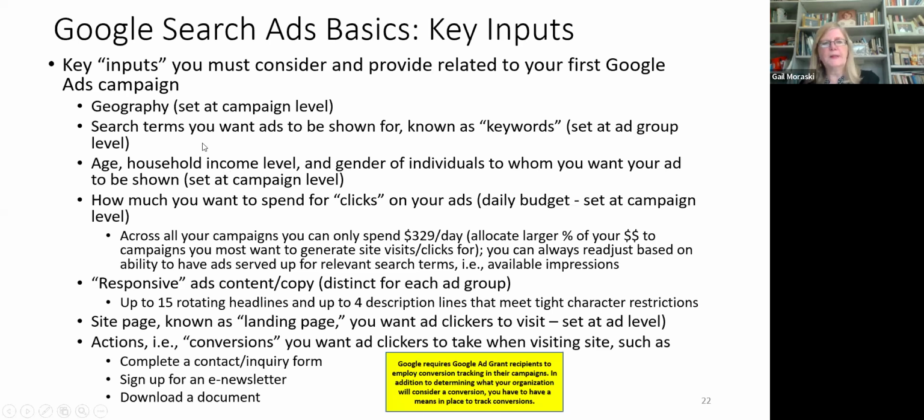You're going to have to tell Google what the geography is, and that's something that's set at the campaign level, where you're going to have to say, I want my ads served up in a specific state or several states, or certain cities, or the whole U.S. You can also set up your geography as a radius. So let's say you serve people that live within a 50-mile radius of your physical location. You can do radiuses from a location too. So there's a lot of different options for that.